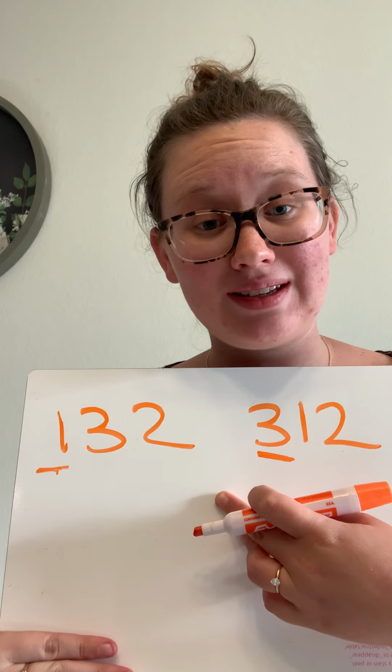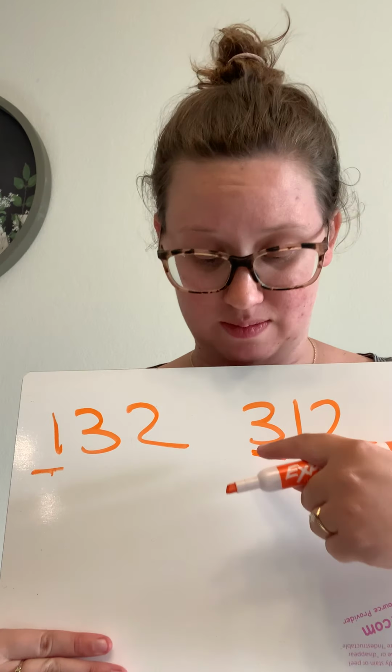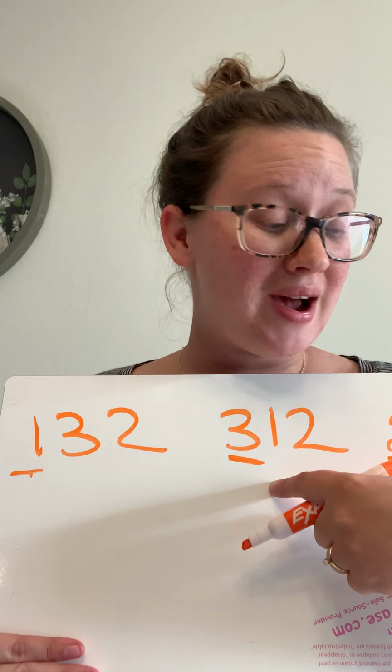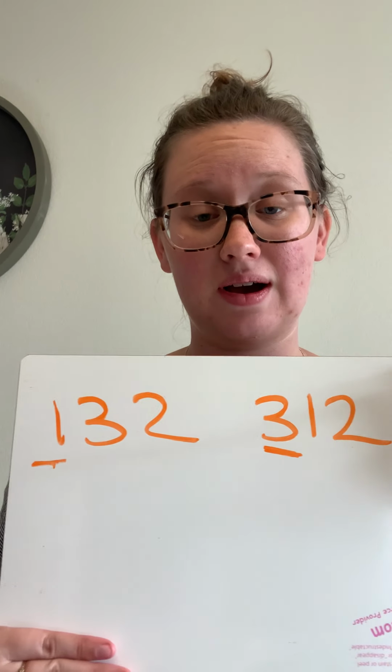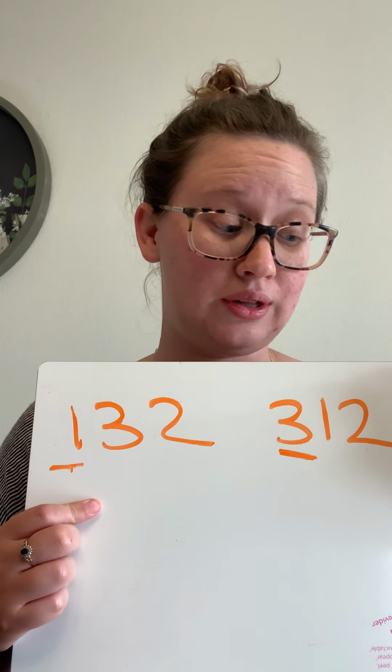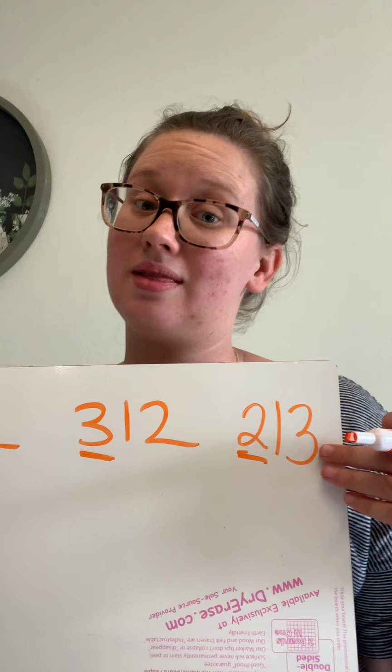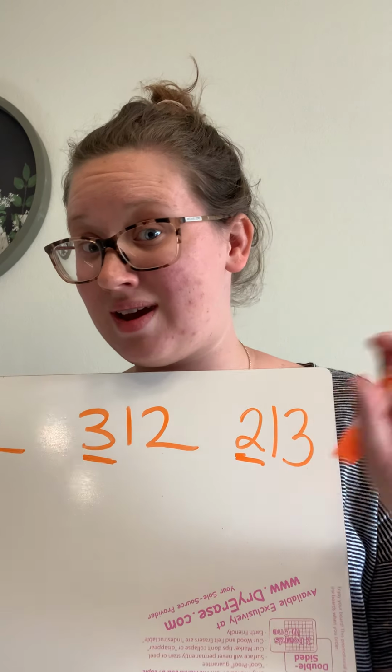So my greatest number is going to be my biggest number. So my biggest number or greatest number is 312. My least amount is 132. So if you have your greatest and your least, you can definitely find the middle number. I may or may not have given you all three of those answers.